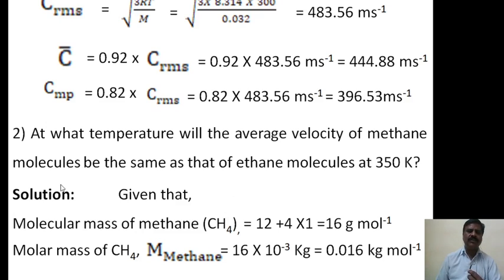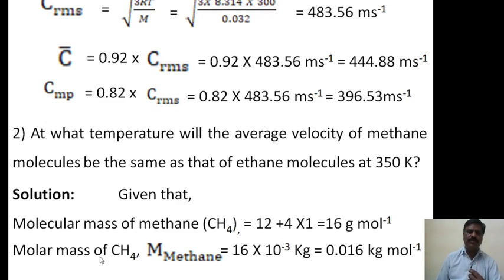Now the solution for this problem. Given that the molecular formula of methane is CH4, in CH4 carbon is one atom and hydrogens are 4. Therefore, the atomic mass of carbon is 12 into 1, which is 12, and for the 4 atoms of hydrogen, 4 into the atomic mass of hydrogen, which is 1. Therefore, we get 12 plus 4, which is 16 gram per mole.